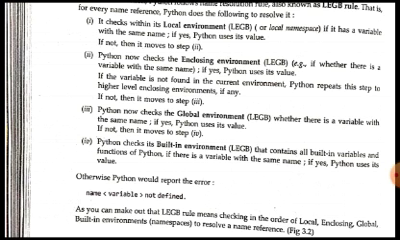Python will then use the value of the built-in variable. Otherwise, Python will report the error, which is name, then the variable name, not defined. Okay, it will give you the error that the name is not defined. So this is the fourth step through which Python will check for every name of the variable which we are using in any function. So I think it is clear to all of you or not.